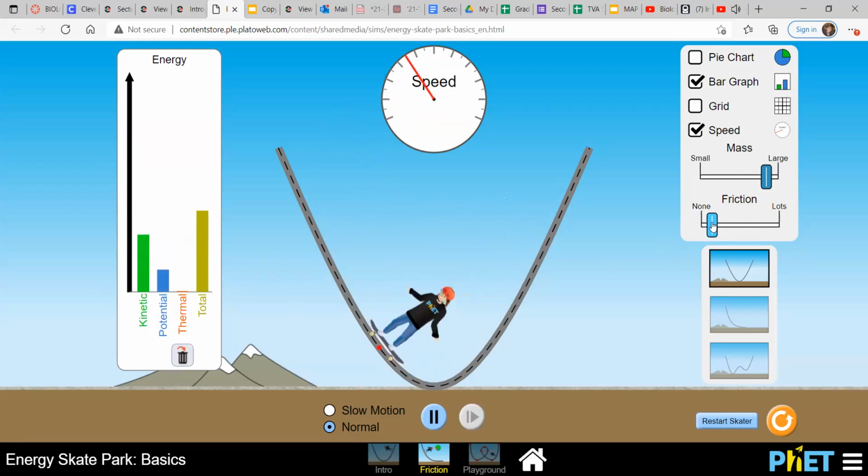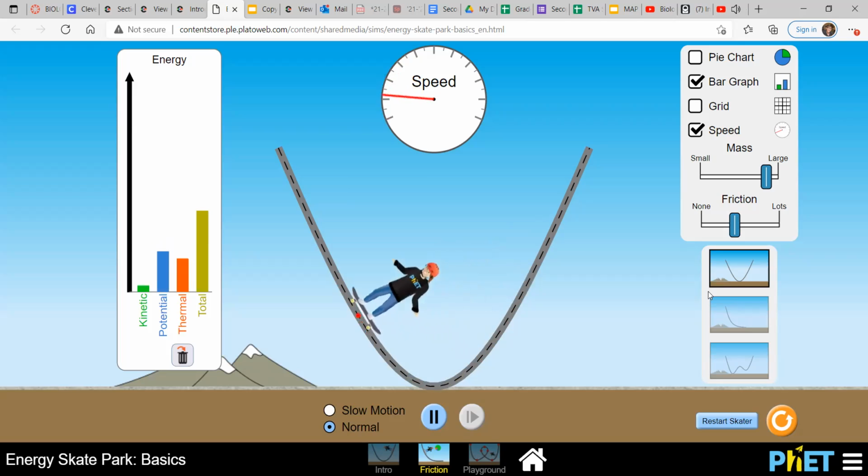But if you add a little friction, you get some thermal energy. And that's why over time, this person stops, because they have neither kinetic nor potential energy. It's all used up, or rather transformed into this thermal energy, heat.